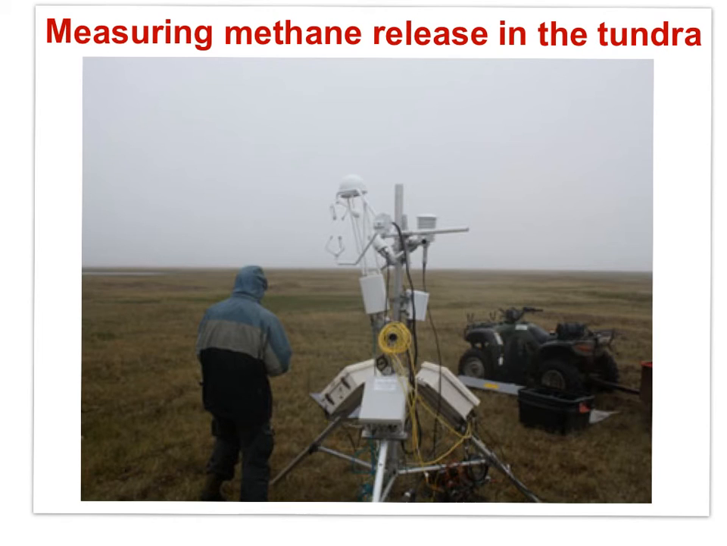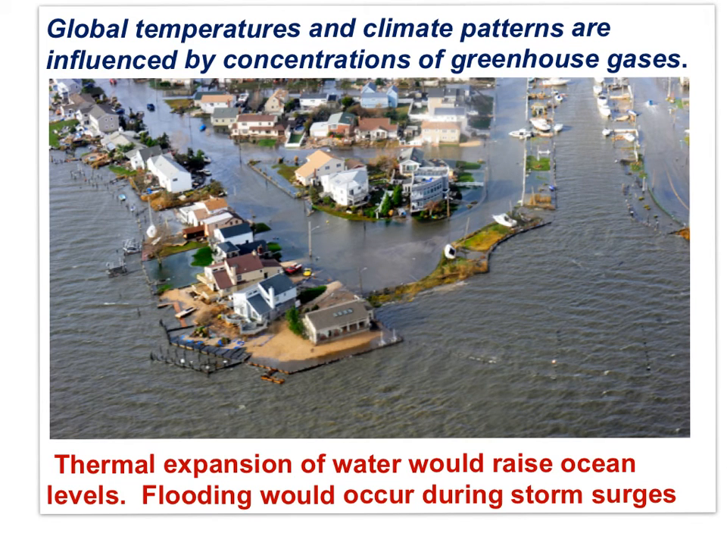As the permafrost melts due to climate change, methane is released, and the methane increases the warming, which increases the melting of the permafrost, which allows more methane to be released. This is a positive feedback loop, where a change in a certain direction accelerates the change in the same direction. Global temperatures and climate patterns are influenced by concentrations of greenhouse gases. Coastal areas would be vulnerable to rising sea levels.